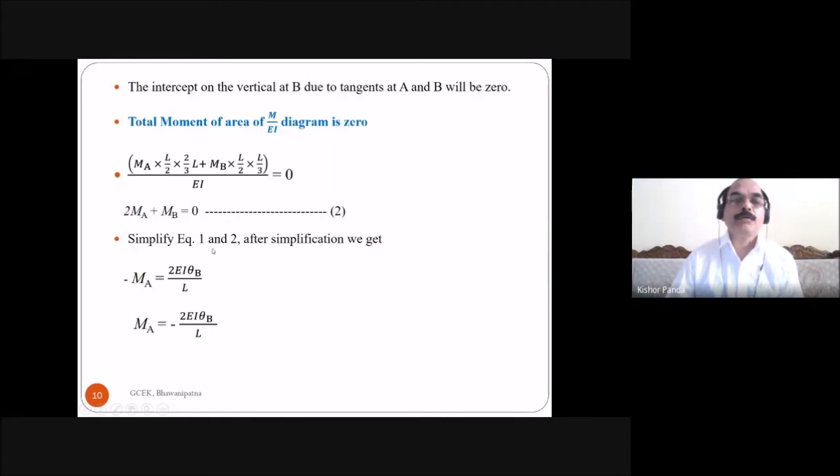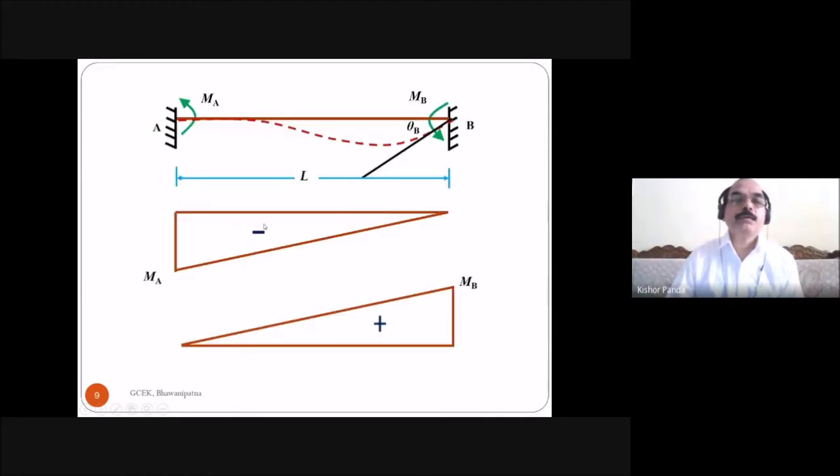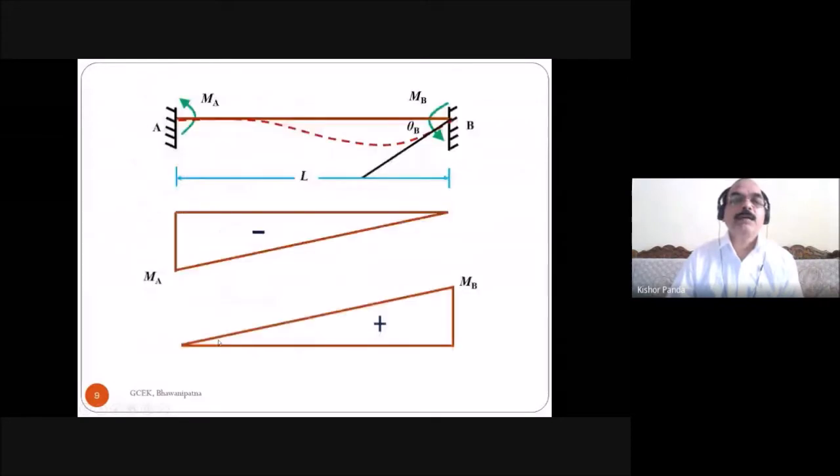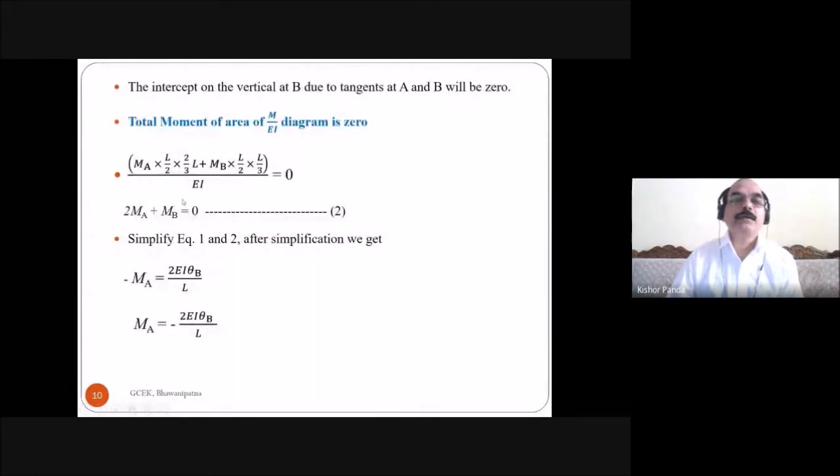Then simplifying equation 1 and 2. After simplification, we get, here this is equation 1: MA plus MB is equal to 2 EI theta B by L. And here this is 2MA plus MB is equal to 0, equation 2. Then after simplification of these two equations, you will get minus MA is equal to 2 EI theta B by L, and MA is equal to minus 2 EI theta B by L.